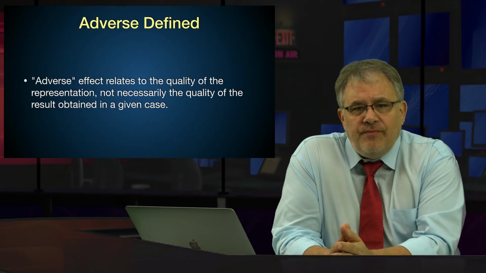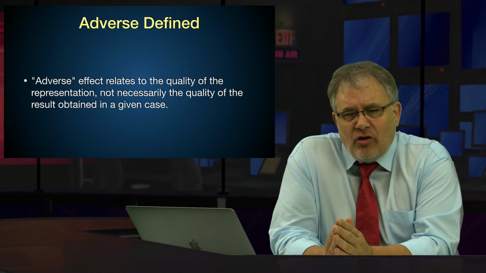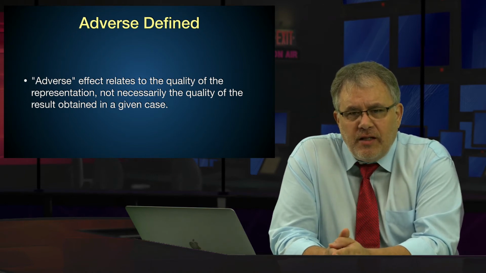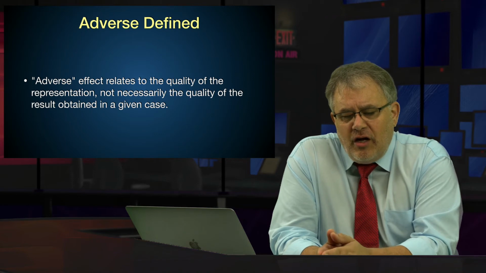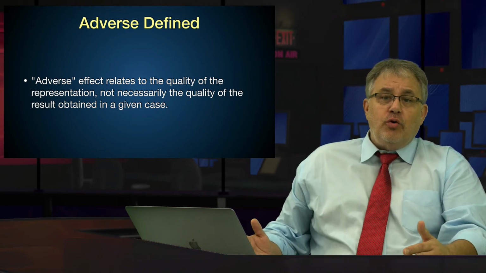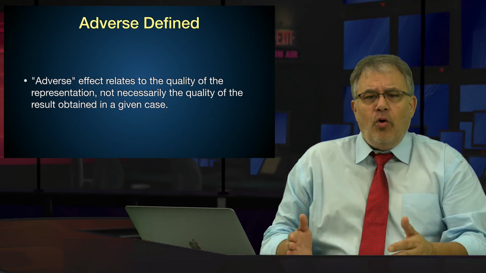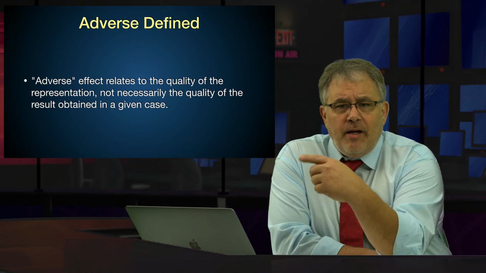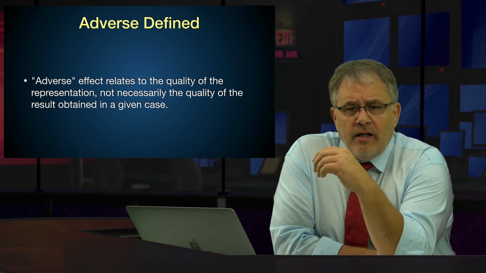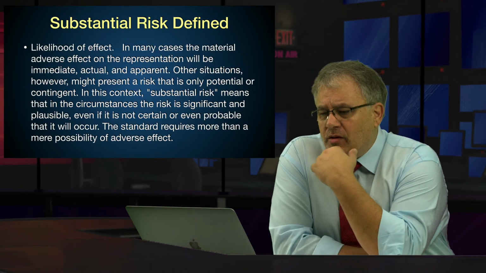What is adverse? It's the quality of the representation, not necessarily the quality of the result obtained in a given case. It's not that you're guaranteeing an outcome, it's that you're guaranteeing a process where you're putting your best foot forward as the lawyer for this person, where you're engaged in the activity that makes it work the right way, that ensures the guarantee of justice. That's what we're looking at.